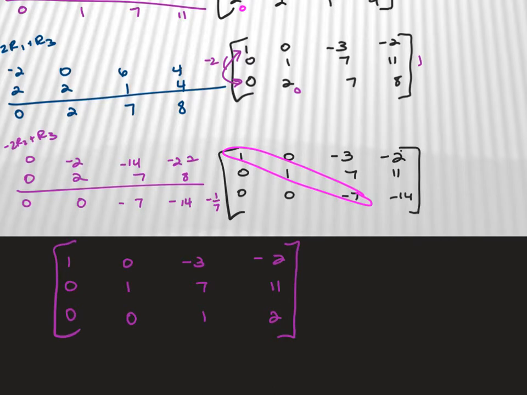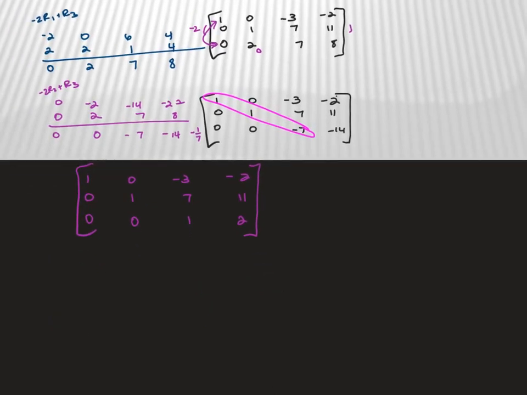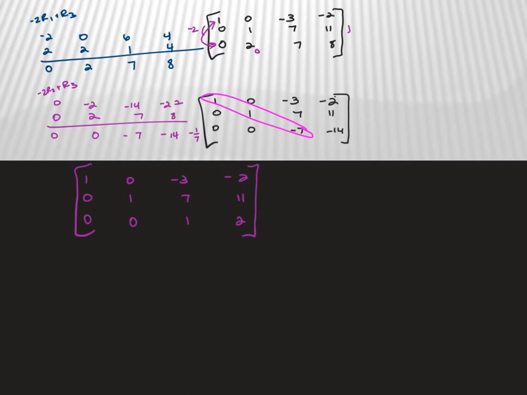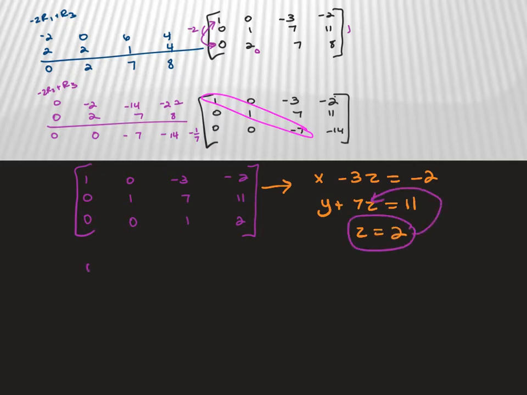So that is row echelon form, which is where you stop with Gaussian elimination back substitution, because now I convert this into a system. X minus 3z would equal -2. Y plus 7z would equal 11. And z equals 2. And work my way backwards. So I'm going to take this one, plug it in here. Y plus 7 times 2 equals 11. Y plus 14 equals 11. Y equals -3. That's the second variable.